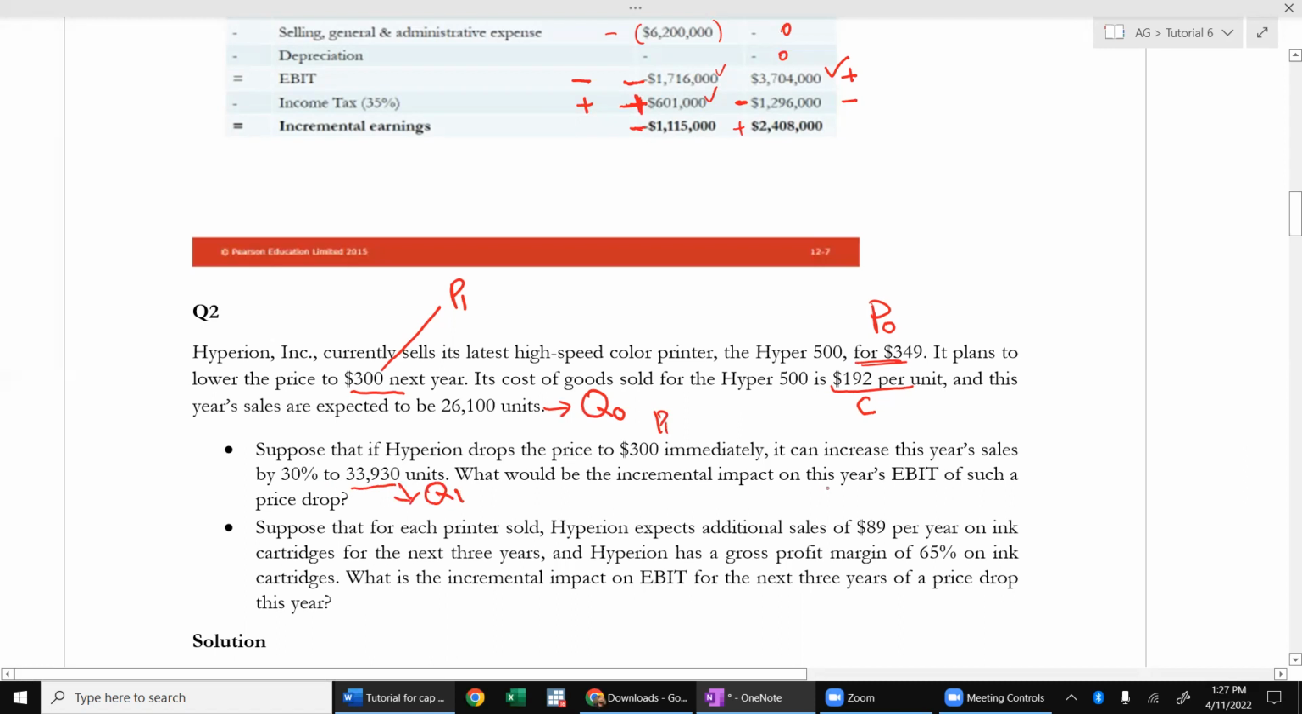What could be the incremental impact on this year's EBIT of such a price drop? The company is changing the price. So the price has some incremental effect on the cash flow. My question to you was that you see we have two prices, P0, then P1, and Q0 and Q1, but C is the same, right? So should I keep the C0 and C1 the same or not? Anyone?